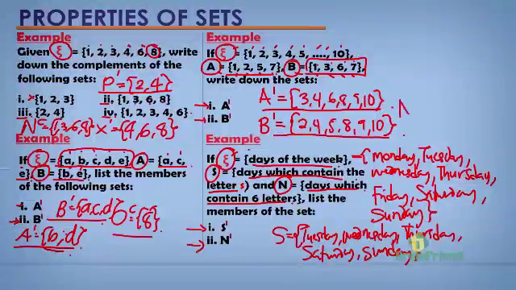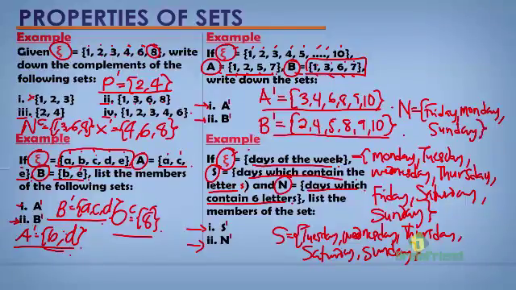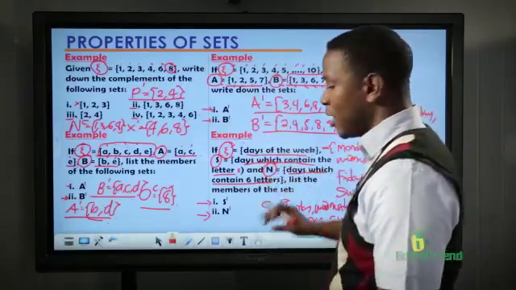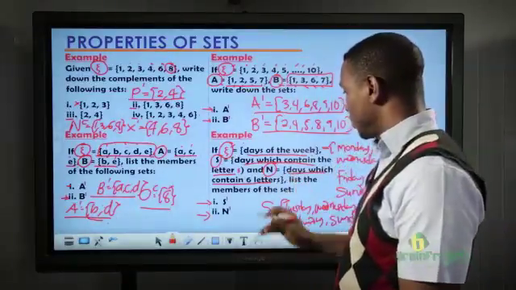Let's also list our set N here. We have N as the set of elements that are days which contain 6 letters. If we quickly looked through our universe here, we'd also have Monday and Sunday. So we have all our lists of every set.